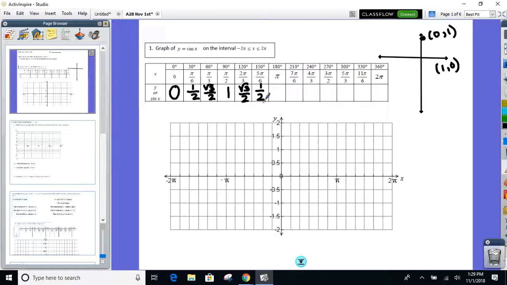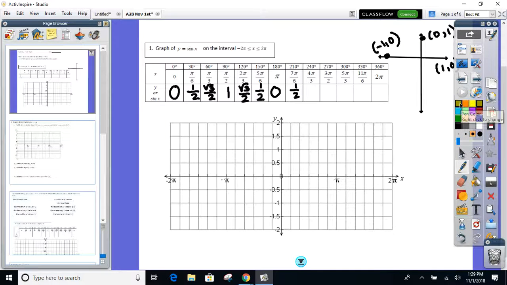Let's go to 180, another quadrantal angle. -1, 0. So what's my sine value at 180? 0, the y coordinate. Okay, we're going to start seeing repetition again. 210, reference angle for 210. 30, right? 1/2, but now we've got to pay attention. Why negative? Now we're getting into the third quadrant. Yes, so that should be -1/2 we're going to plot.